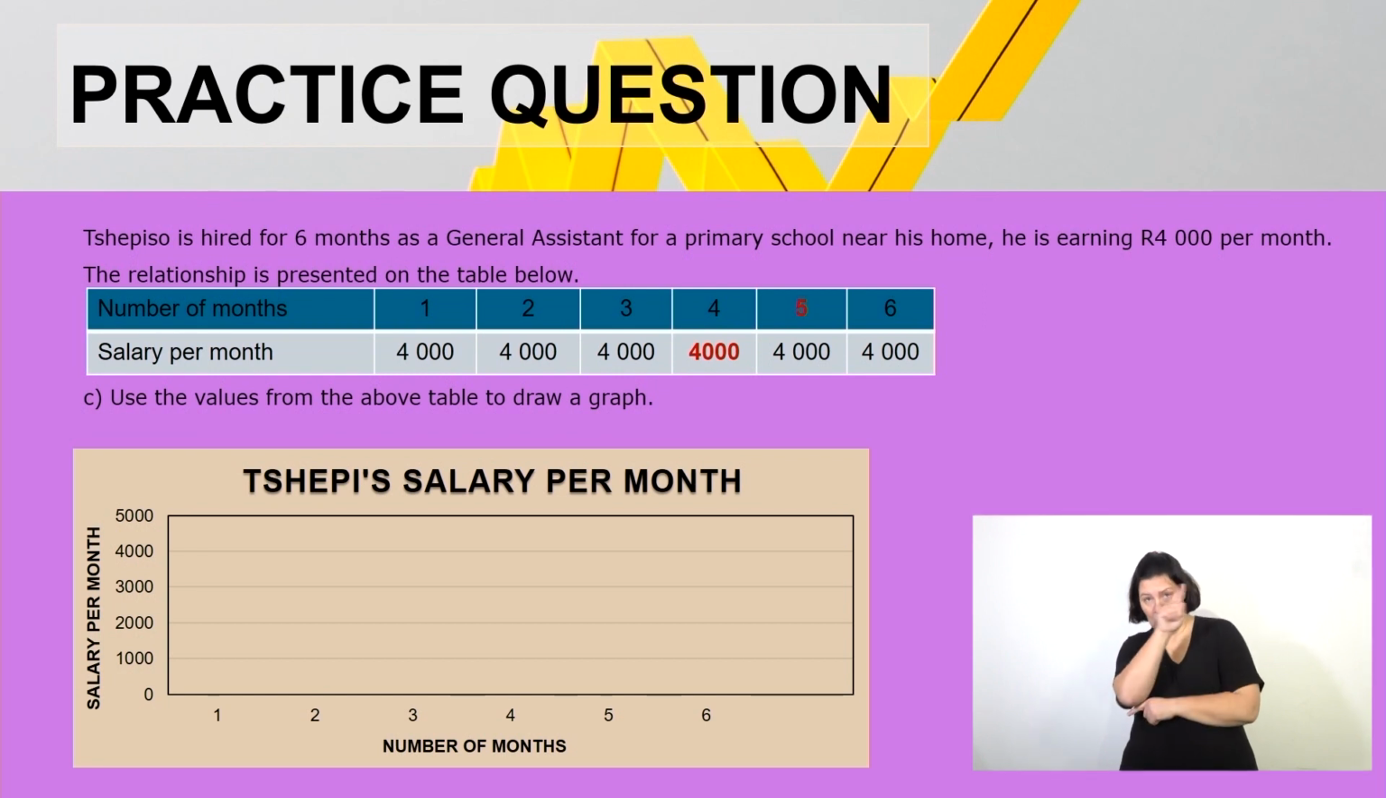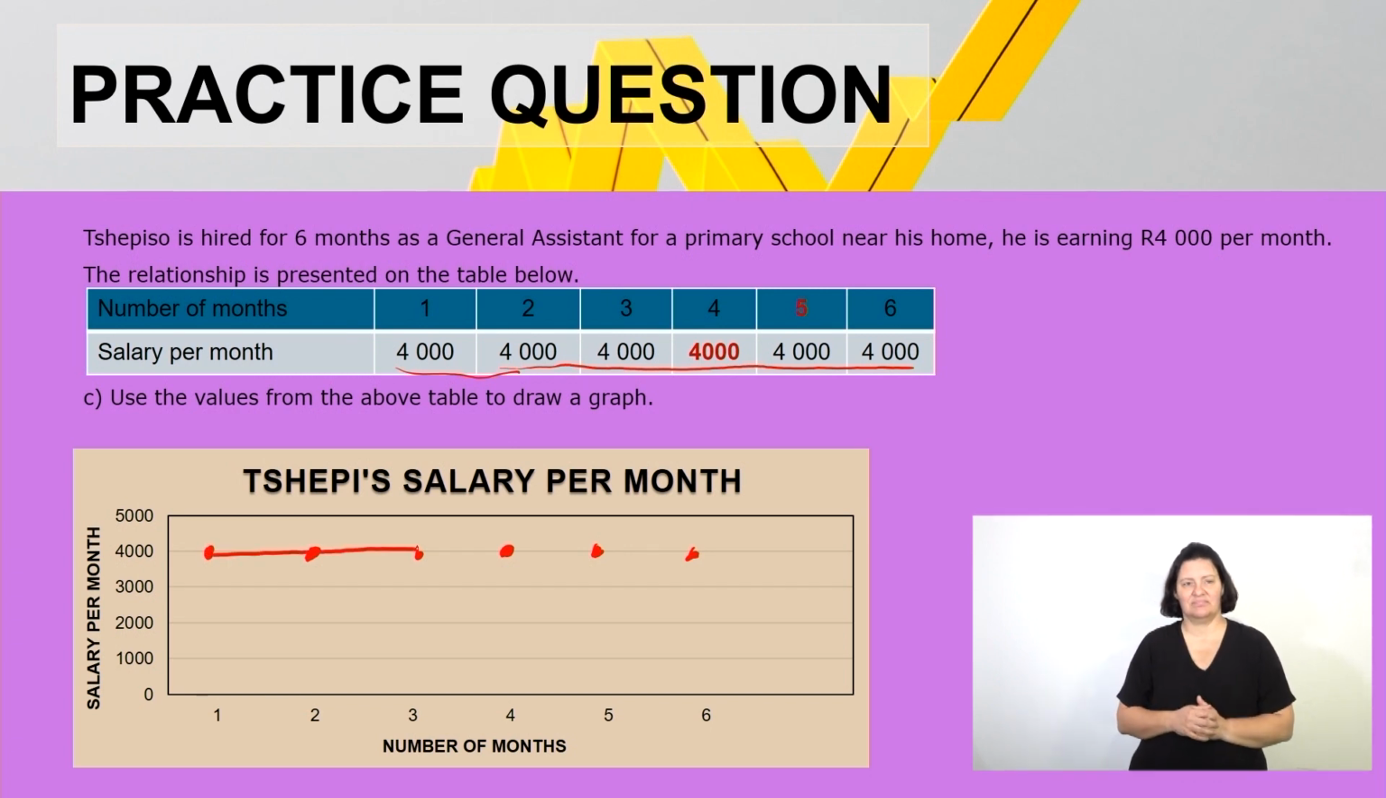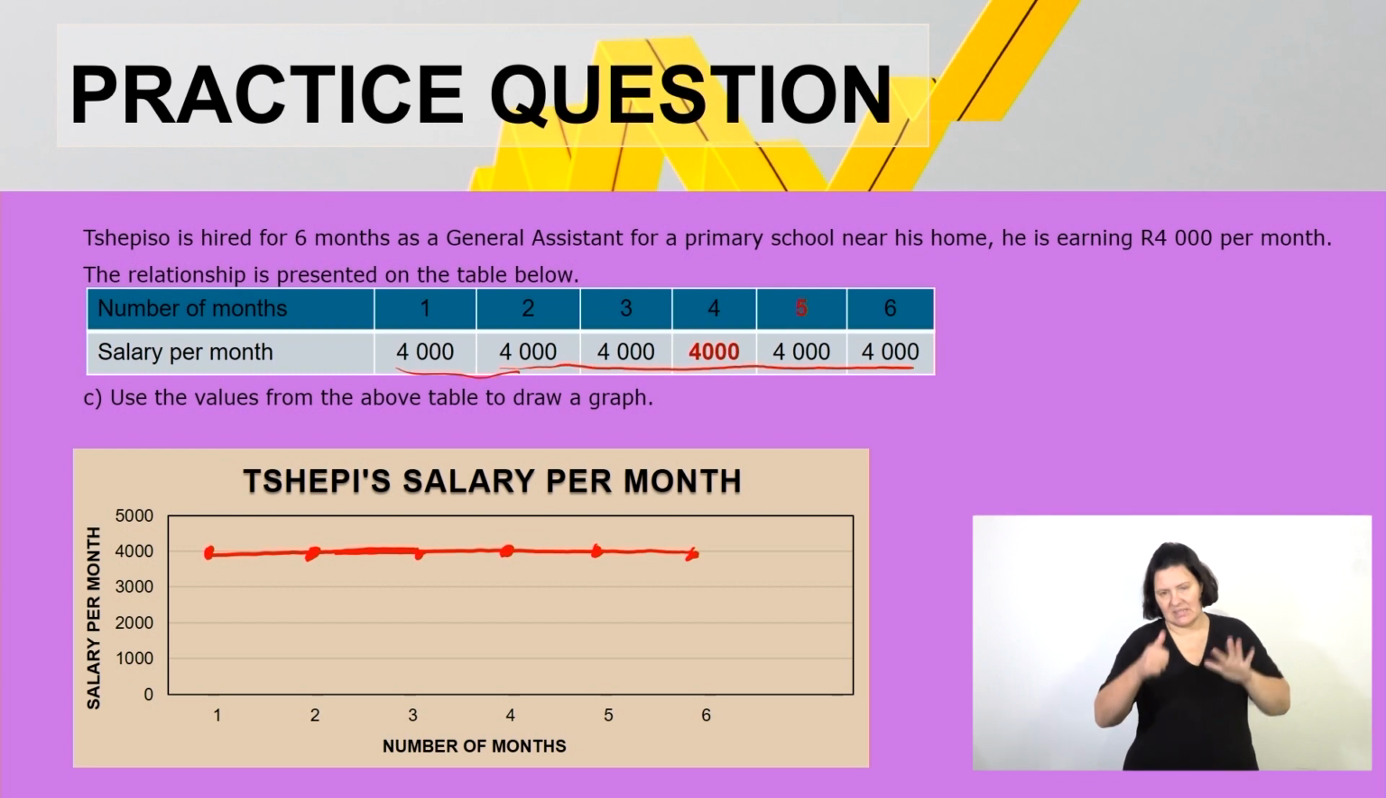Use the values from the above table to draw a graph. All right. We know that there's a constant or fixed relationship from the given table. So for the first month, it will still be 4,000. The second month, still 4,000. The third, 4,000, 4,000, 4,000, and 4,000. Now let's construct this graph. So we'll have that flat, nice line, which says the amounts will stay the same for the next 6 months.